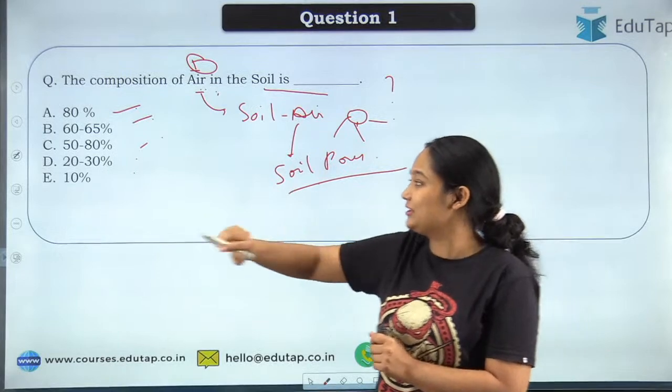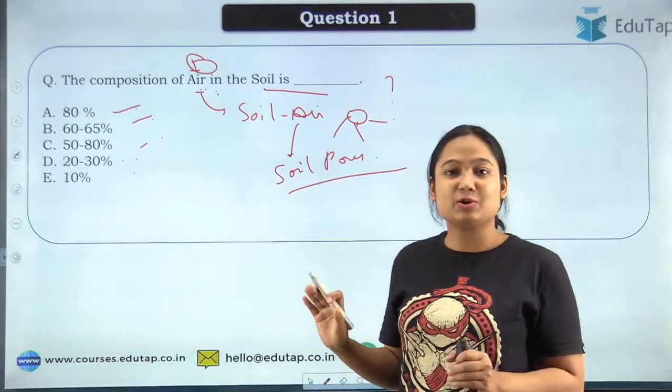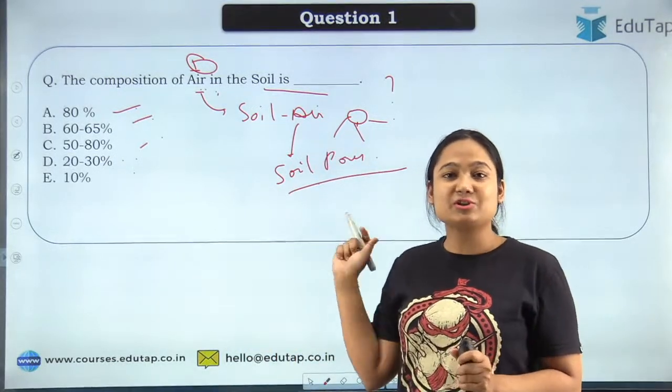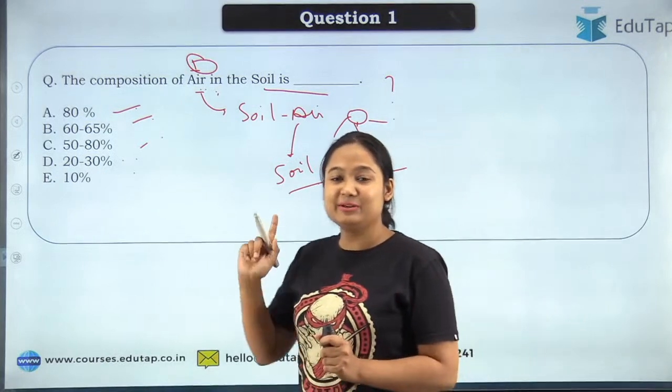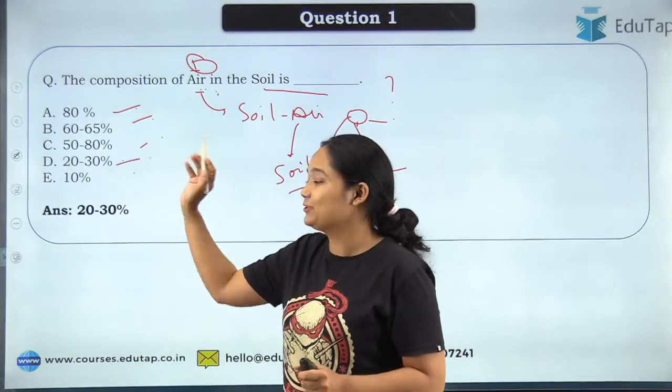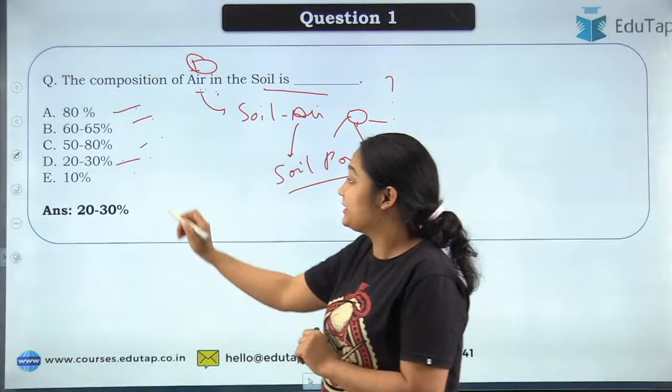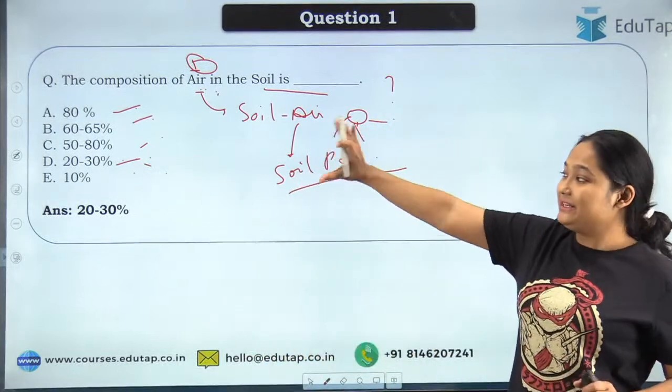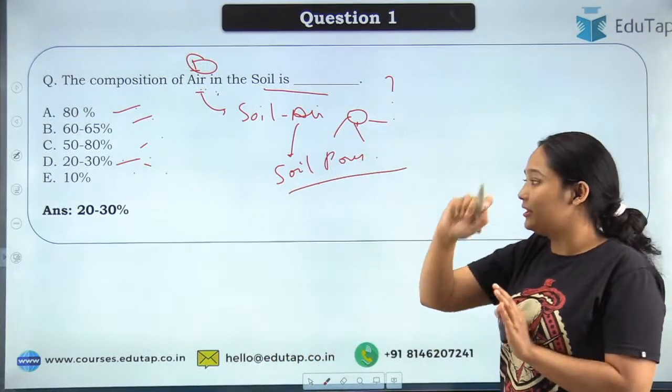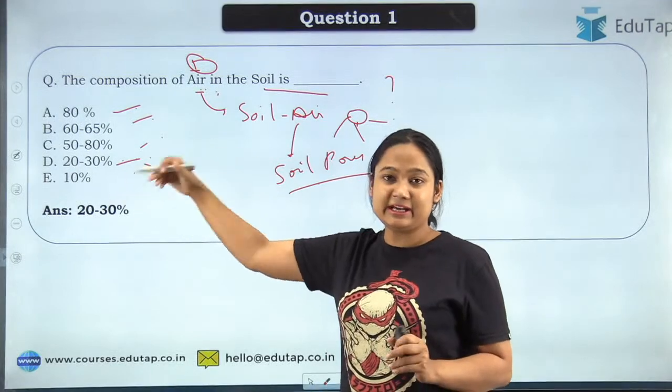So Albert is going with the 20 to 30%. So D, okay, most of you are going with option D, and you will be absolutely correct. The answer is 20 to 30%. How can you remember it? There is a quite easy trick that I will tell you, and there will be no need to remember it again and again or to revise it.